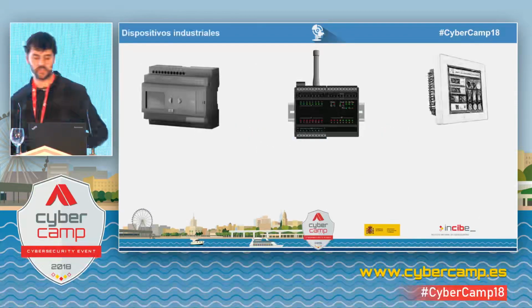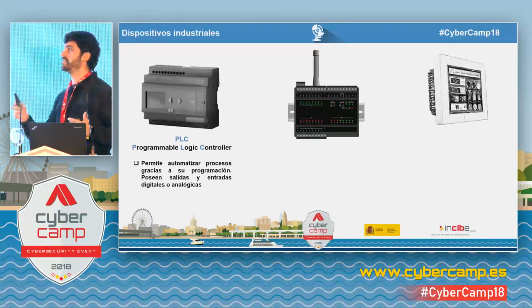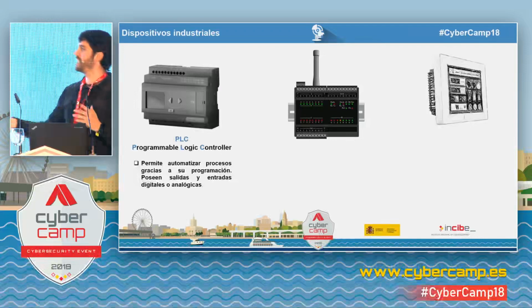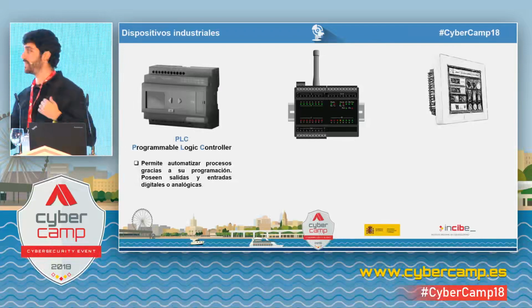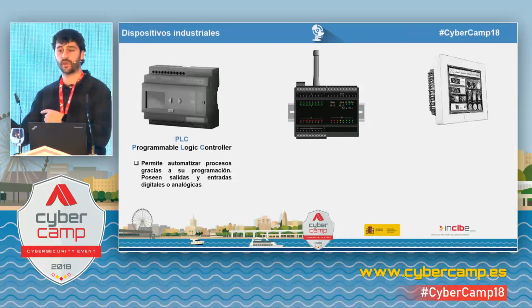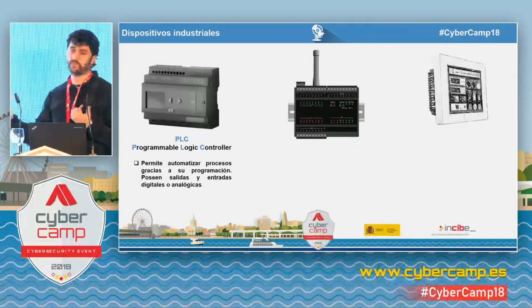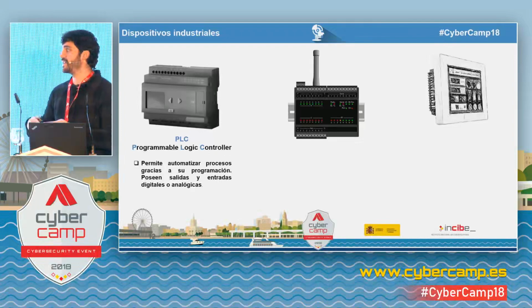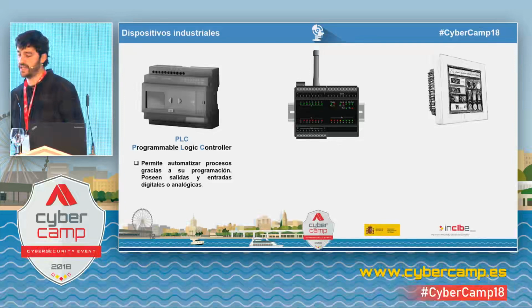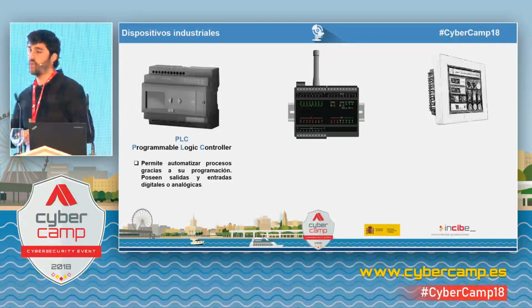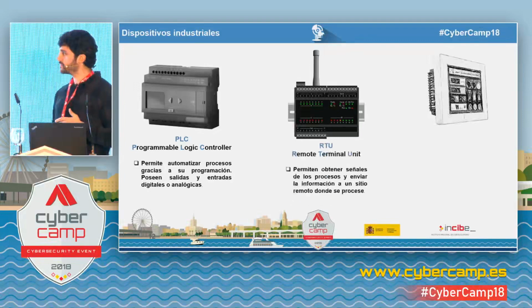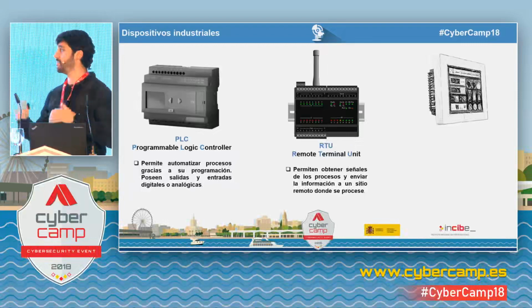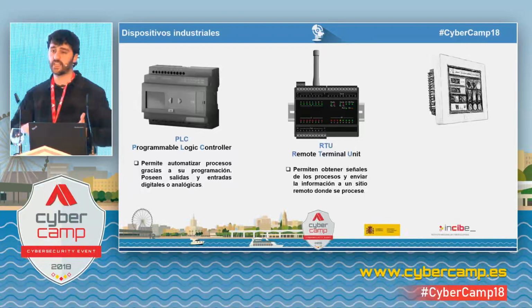Industrial devices. Are you familiar with the industrial world? I see some people that do. PLCs allow us to automatize processes. They have digital and analog input and output. They can have one or more. The PLC was bought in order to automatize. Instead of doing things manually, it was going to be faster and in a serial way. RTUs are some sort of PLC, but they're different.